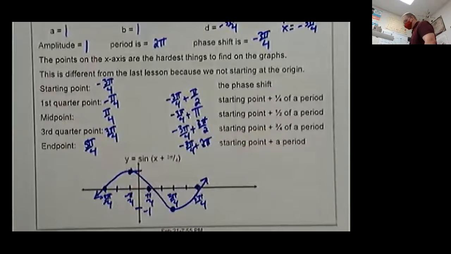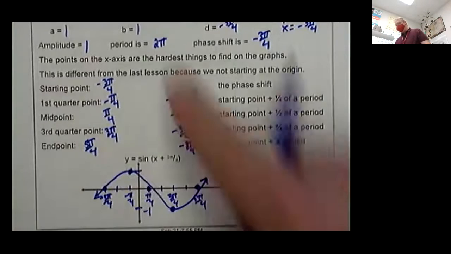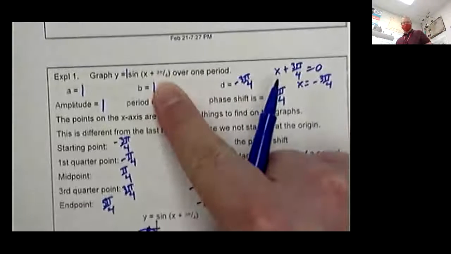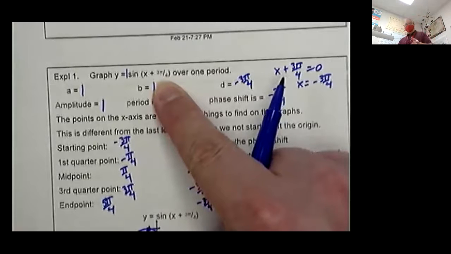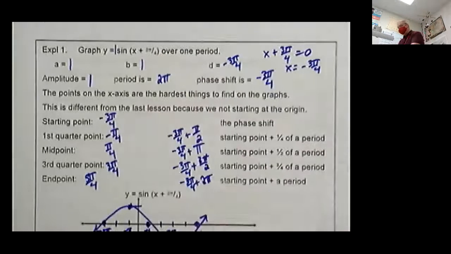with our phase shift. So what did our phase shift do? Because we added a 3 pi fourths here, just like back in college algebra when we looked at graphs, it's the opposite when we plug in. So that actually shifted our graph to the left by 3 pi fourths.